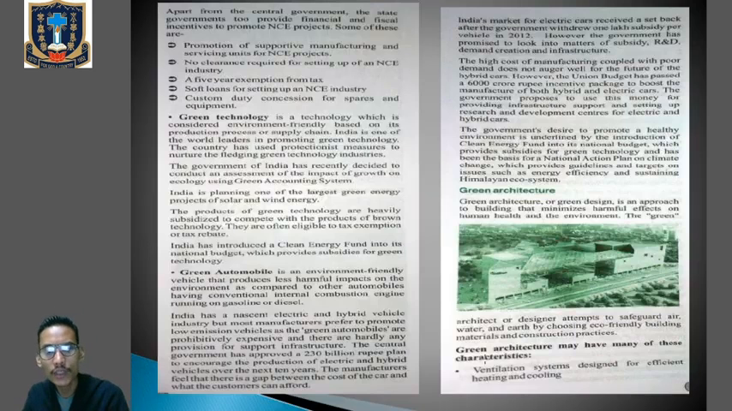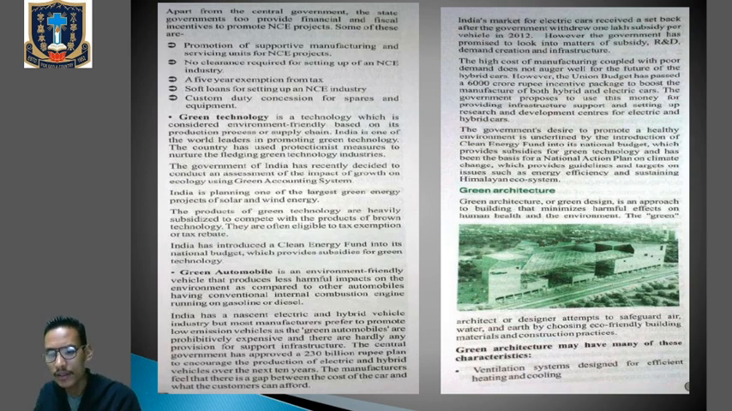So apart from the central government, our state governments are also giving certain subsidies and incentives to promote non-conventional energy projects. So what are the steps taken by the state governments regarding the promotion or development of NCE? First one, promotion of supportive manufacturing and servicing units for NCE projects. These are mainly the steps taken by the state governments.